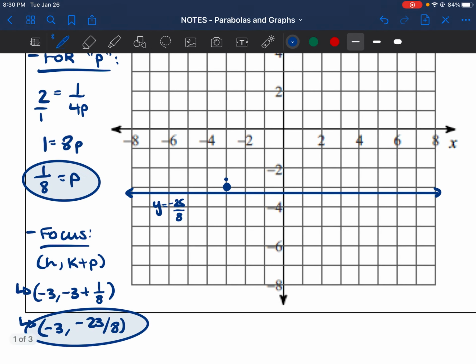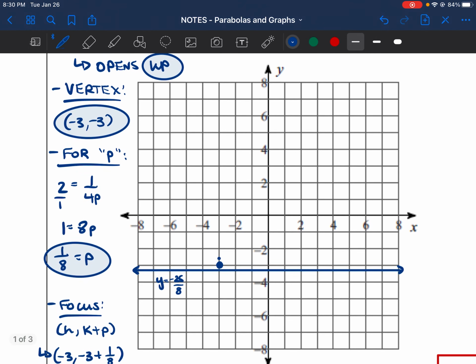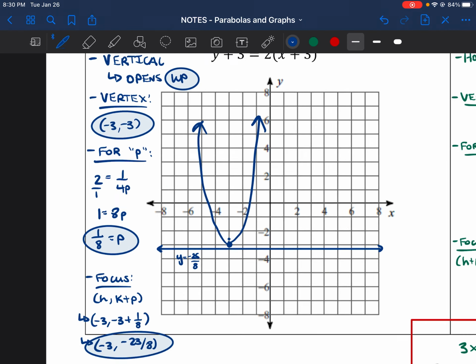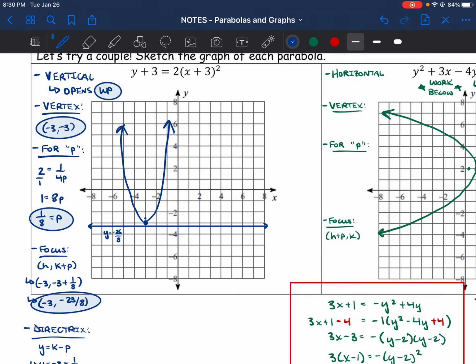And then we know that this particular parabola is going to be opening up. So let's go ahead and... I don't like that, so let's make that a little bit better. Good enough. Again, we're sketching it. We're not giving a 100% accurate graph here.